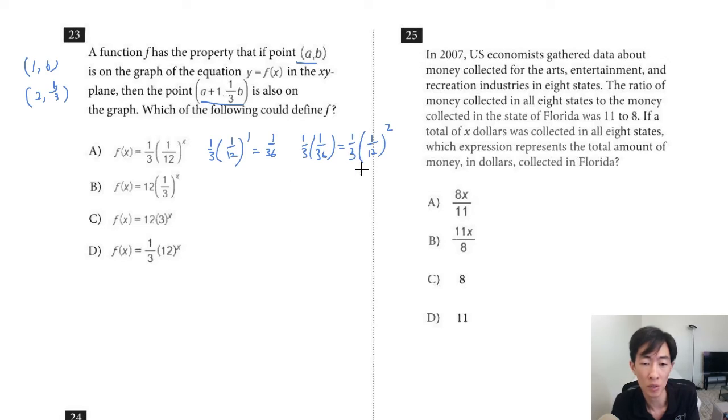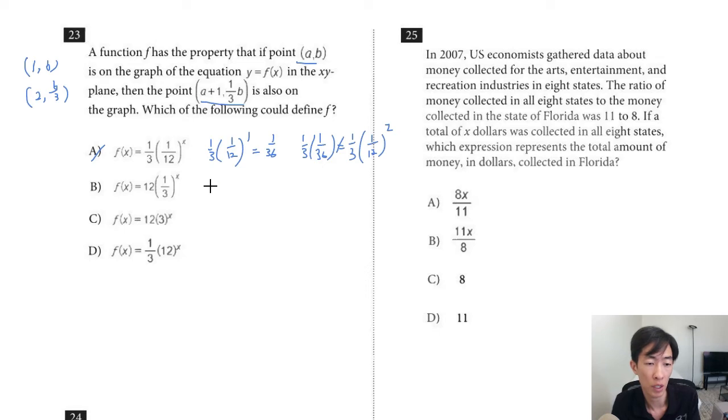And just by eyeballing this, you can see that this is not going to be the same because 12 squared is 144, whereas here it's 136. So these are not equal. So basically choice A, it's not true that for this point, 1 comma b, it's also true for 2 comma b over 3. So A is going to be out.